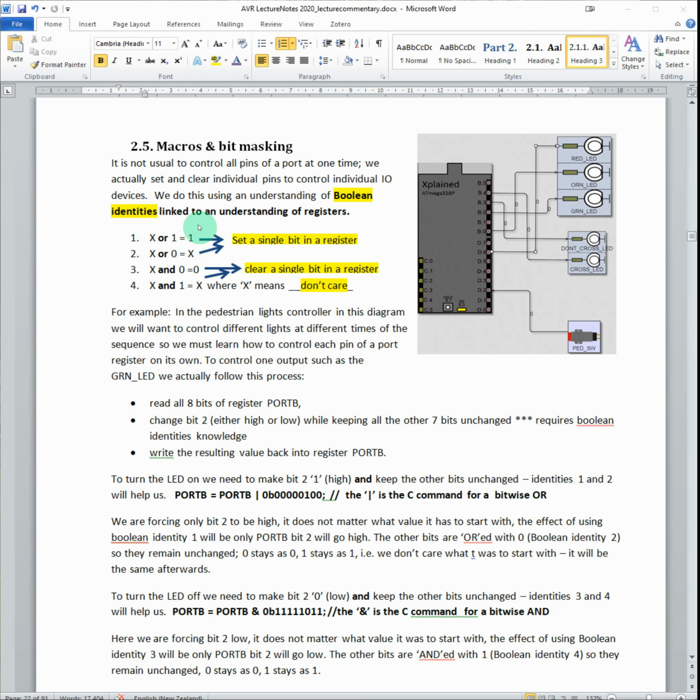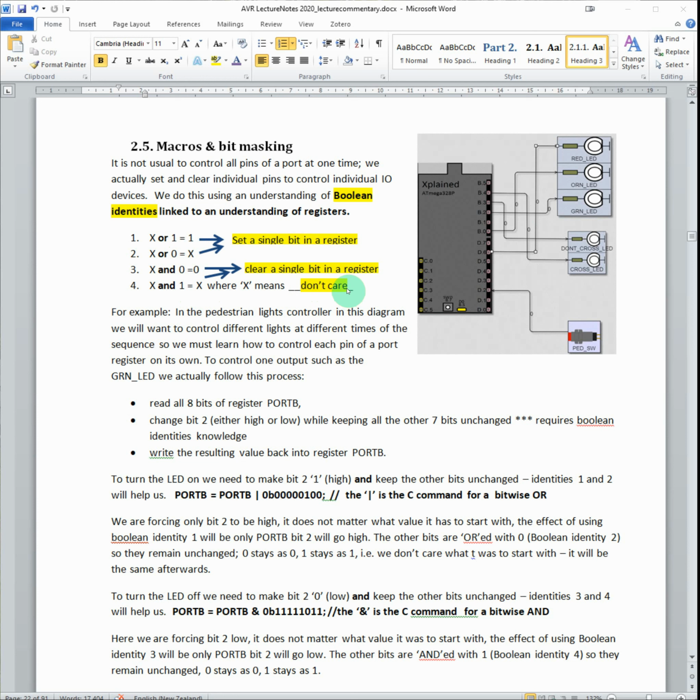If we OR something with 1, then we are forcing it to take on the value of 1. If we OR it with 0, then it will keep its existing value, x, don't care, or existing value. If we AND something with 0, then we are forcing it low, and if we AND something with 1, then we are keeping it at its existing value, so don't care or existing value. Now we're going to make use of this.